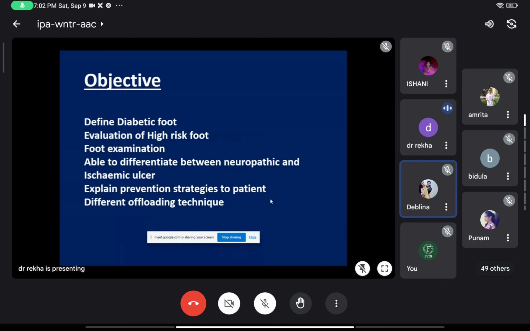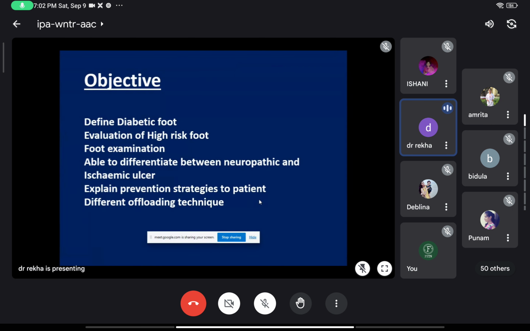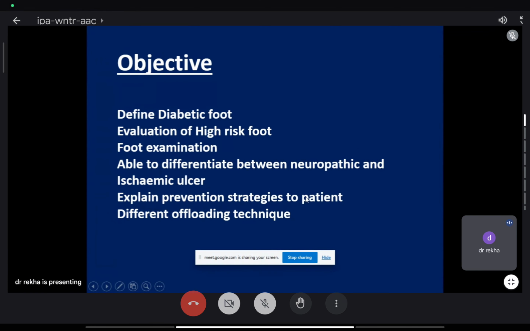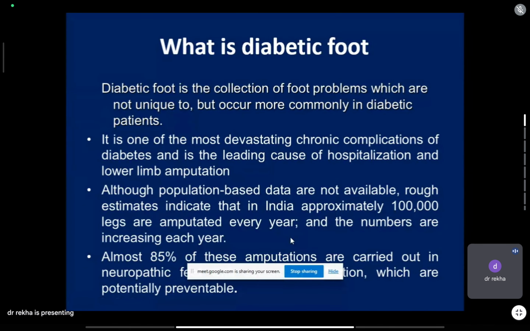So today we will discuss the diabetic foot. What is diabetic foot, and how do we evaluate the high risk foot? Foot examination: what are the different types of foot examination, and how will we be able to differentiate between the neuropathic foot and ischemic foot? Explain the prevention strategies to patients and the different offloading techniques. So, what is diabetic foot?